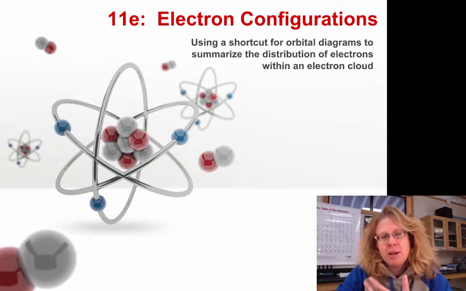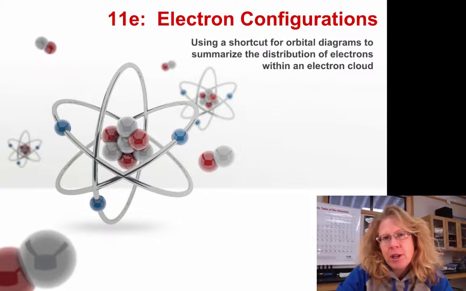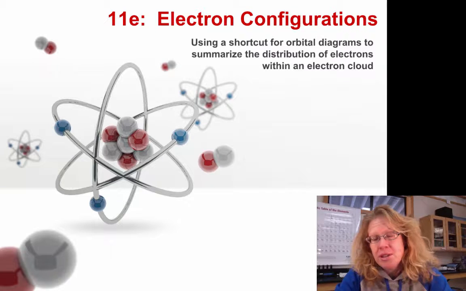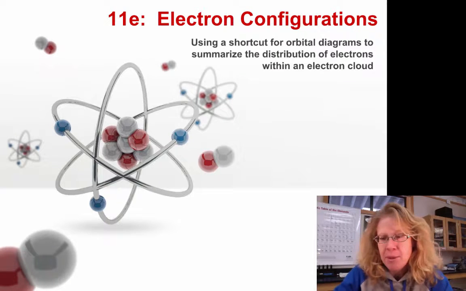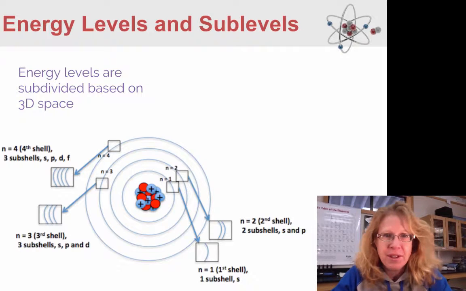all that stuff. Just a way to summarize it down, because electron configurations are very useful for us to be able to make predictions about atomic behavior when it comes to chemical reactions. So this is kind of at the base of everything that we're doing today.